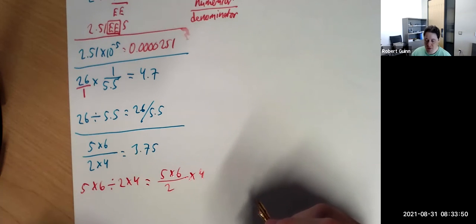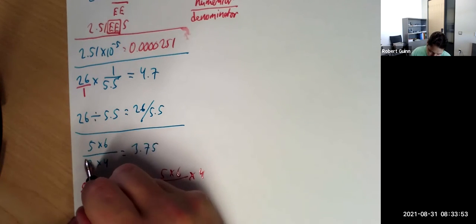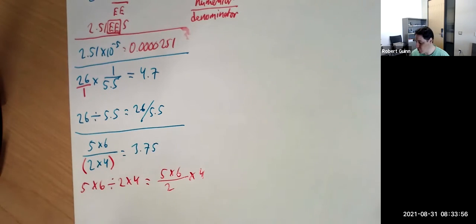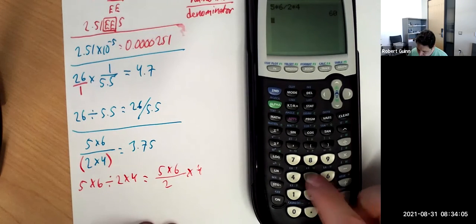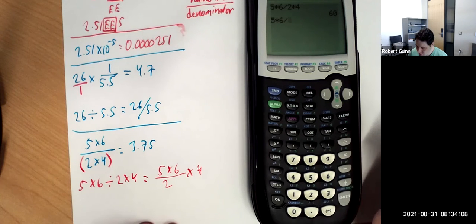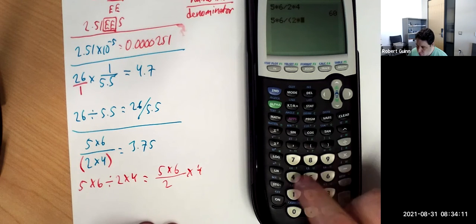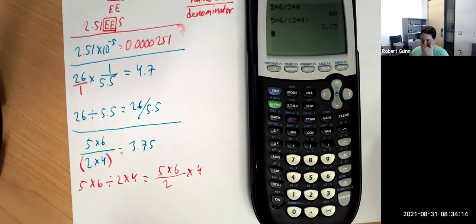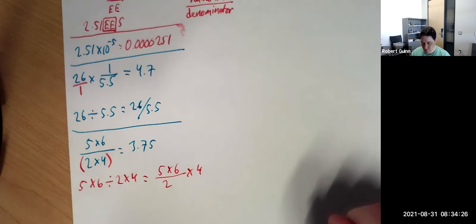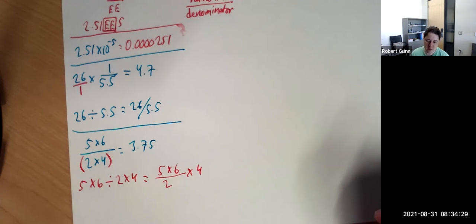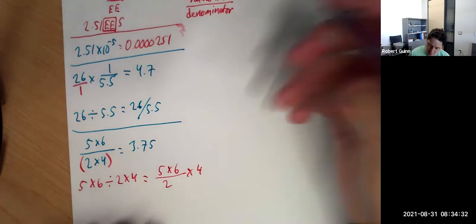The way that we do that is by adding parentheses. I'm going to add parentheses to the 2 times 4, and that will force them to stay together. So now we'll do it again. 5 times 6 divide left parenthesis 2 times 4 right parenthesis. Now when we hit equals, we get 3.75 because the 2 times 4 is in the denominator as it should be. This is more of a problem for things in the denominator than the numerator. If it's supposed to be in the numerator, it tends to stay in the numerator. The denominator can be a little bit more tricky.